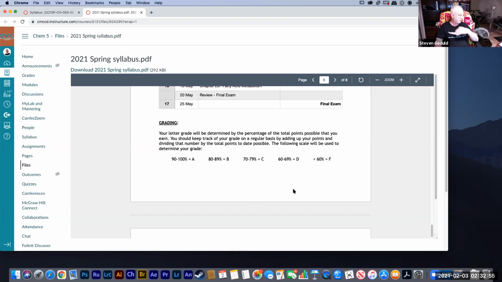Okay. If half the class gets 60 or 70, then 80 and up is going to be an A. Okay. It's curved on how the class does. Okay. If you want to guarantee yourself an A, get above 90%.